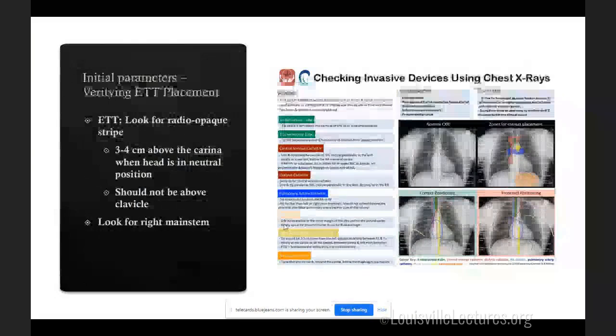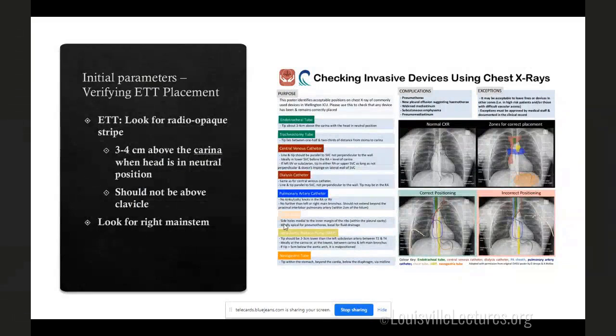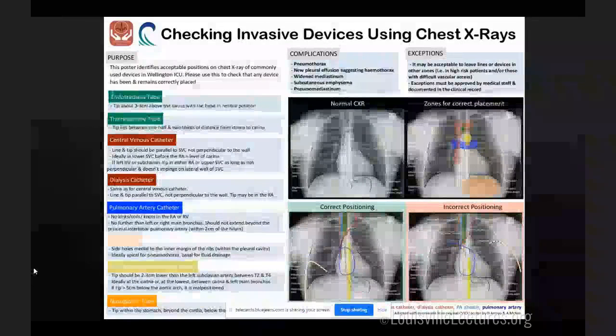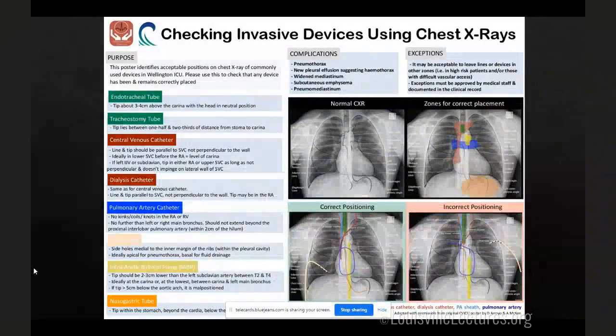What is that right position? Well, it's 3 to 4 centimeters above the carina. So typically 3 or 4 rib spaces above. So the other thing you want to know is that most chest x-rays are not this clean. You'll have a lot of lines, gowns, buttons, nipple rings, whatever have you, clouding the picture of the chest x-ray.